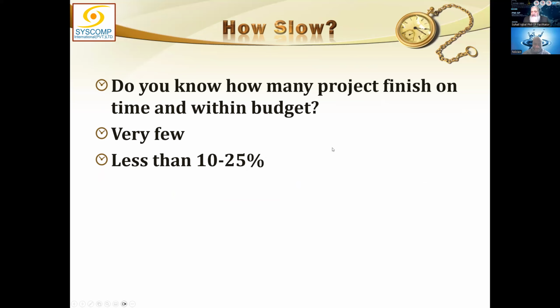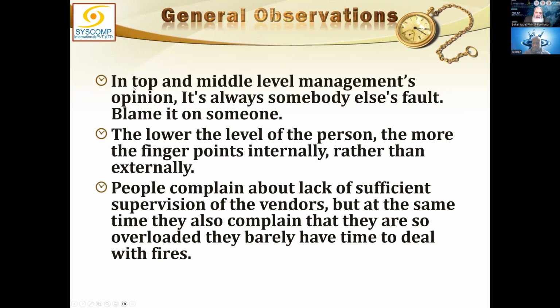During the life of the project, they change their schedule so many times, it is not possible to accomplish the very first schedule. So, schedule does change. Even the cost of the project also varies a lot. In top and middle level management's opinion, it's always somebody else's fault. Blame it on someone.